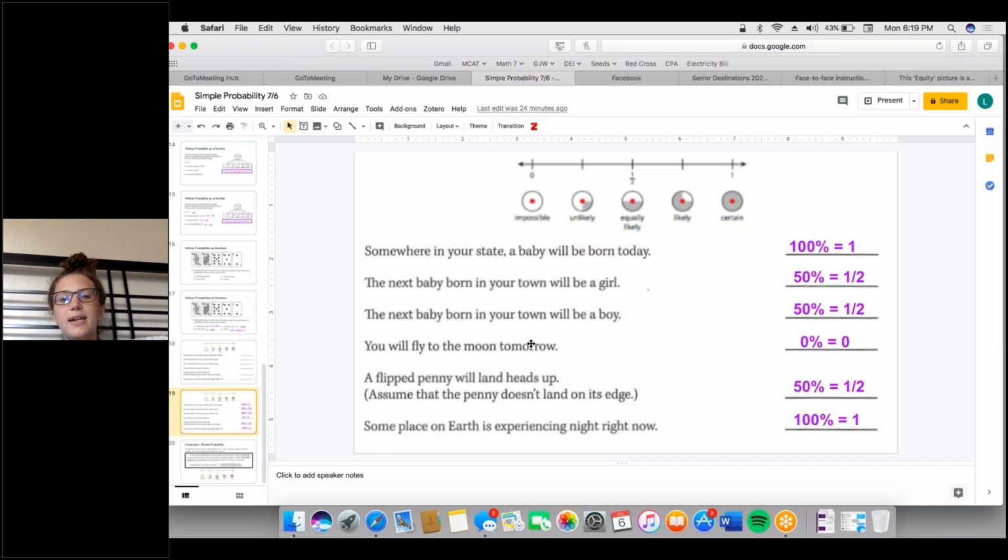Question 4 says, you will fly to the moon tomorrow. Unfortunately, none of us will be flying to the moon tomorrow. So that is impossible. It won't happen. That's a probability of 0.